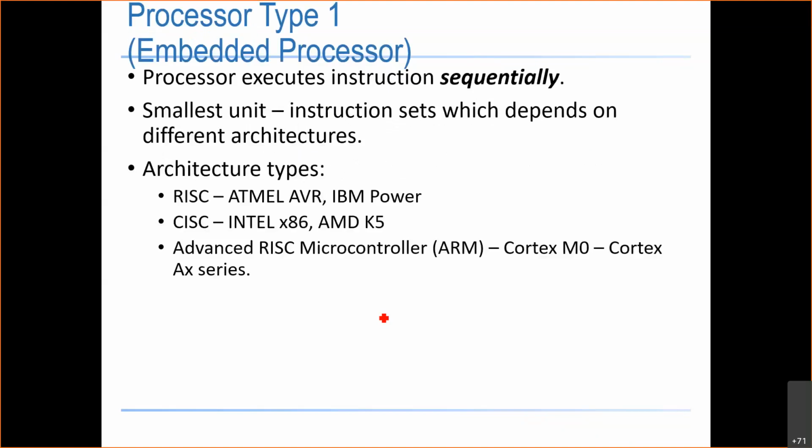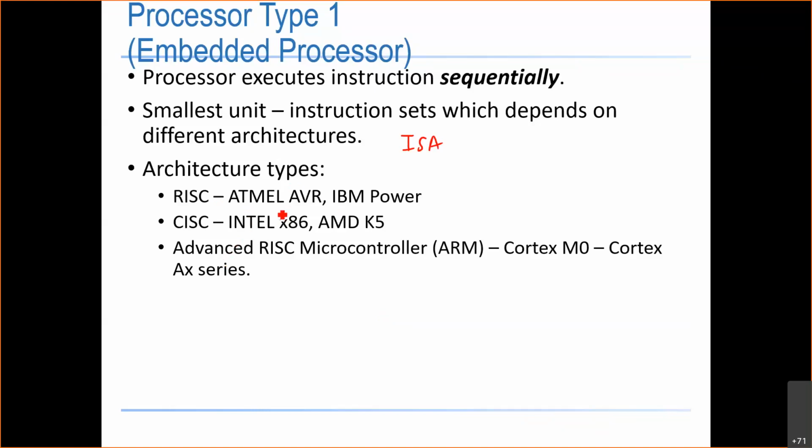So let's look at some of the different types of processor. The first one is the embedded processor. For this, what we have is a processor that executes instructions sequentially. And the set of instructions that it can execute, which means instructions such as add and multiply and divide and so on, we call that the instruction set, the ISA, instruction set architecture. Of course, different processors will have different ISA.